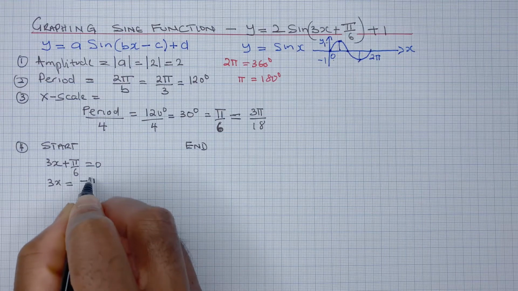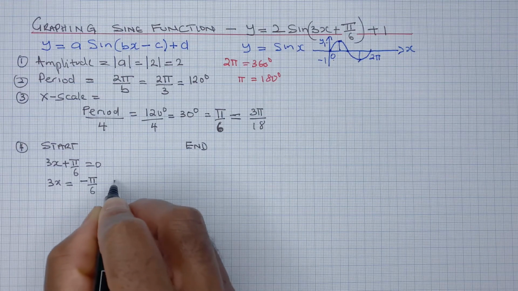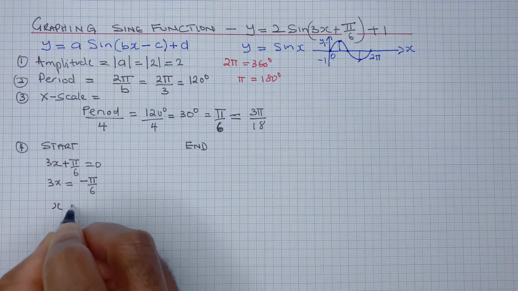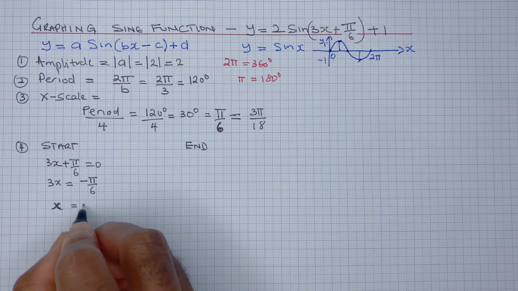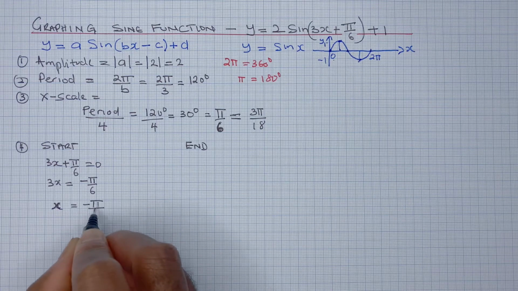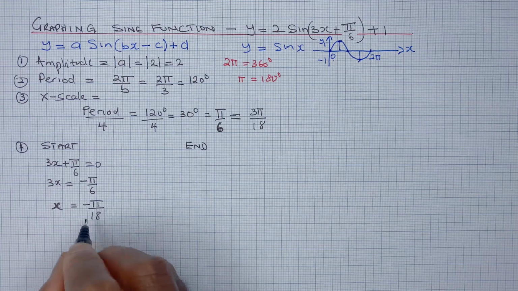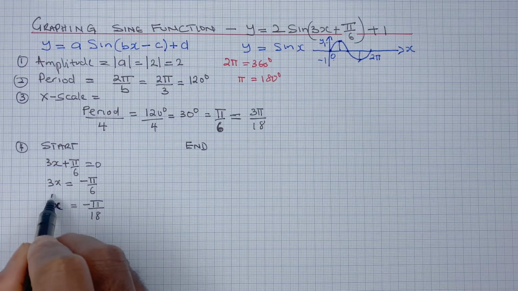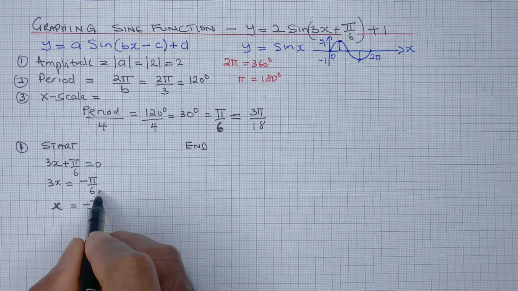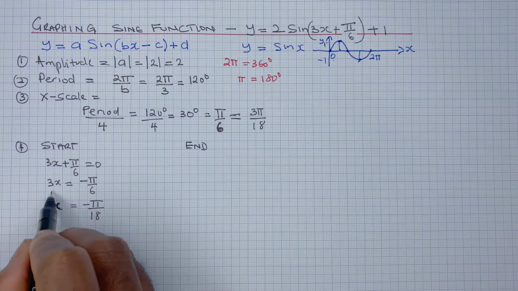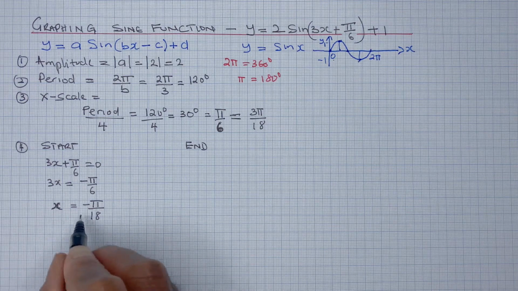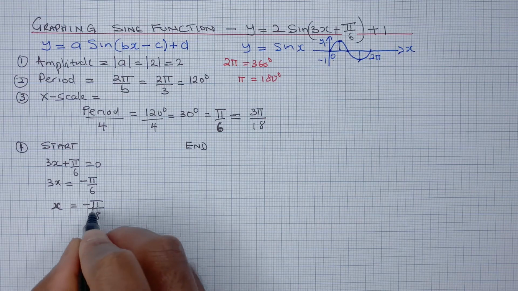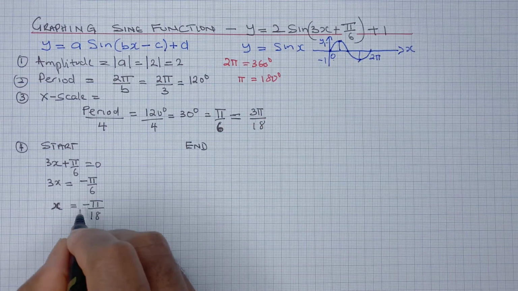minus pi over 6. And therefore, x will be equal to, so I need to divide both sides by 3. So that will be minus pi over 6 times 3. So that will be minus pi over 18. Because if I put 3 underneath here, I have to put 3 underneath here. So 6 times 3 is 18. And 3 cancels 3, and then we get x. So that's the start of the angle. That's the start of the function.